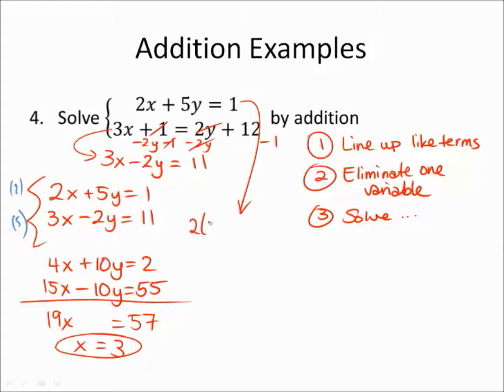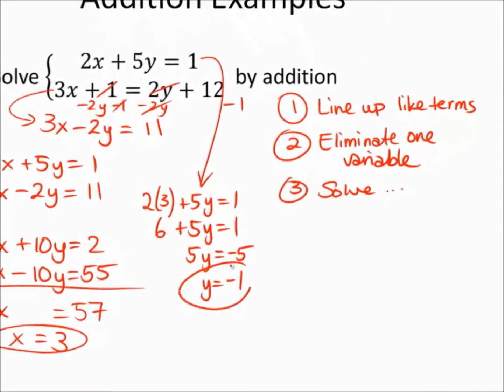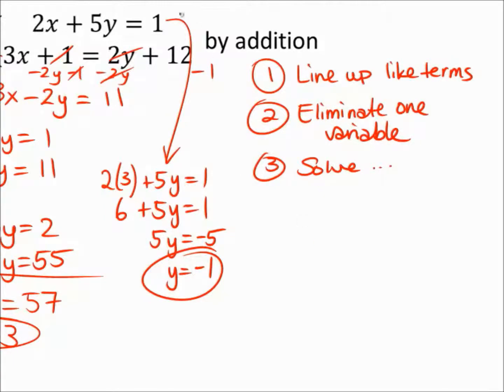So 2 times x plus 5y equals 1. X is 3, so 6 plus 5y is 1. 5y is equal to 1 minus 6, which is negative 5. Y equals negative 1. You can check that in both your equations and see if it works. So 3 comma negative 1 should be the solution.